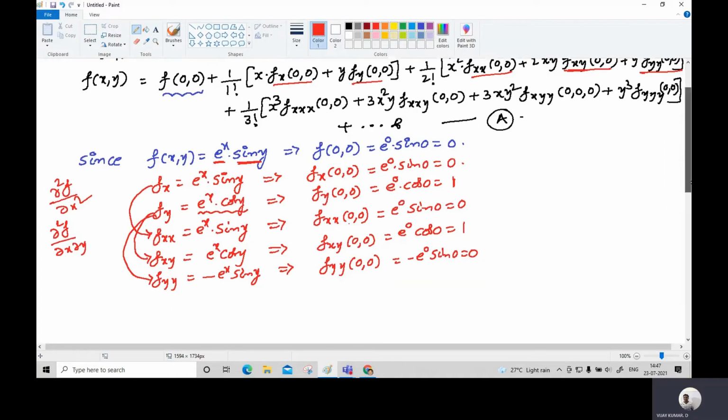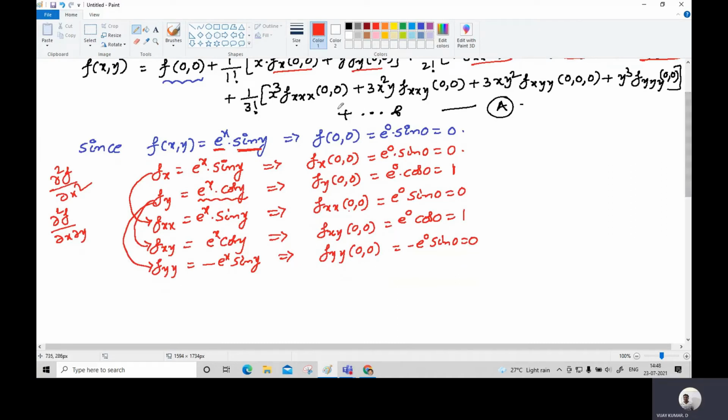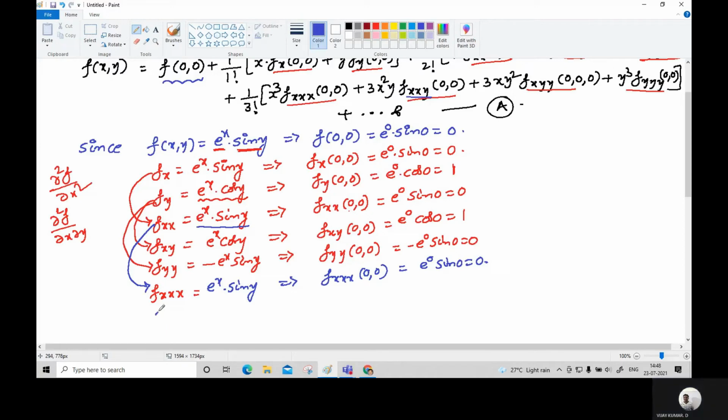Okay, next we have to find out the third order partial derivatives. This one, this one, this one and this one. Okay, see f triple x. Already we have the second order partial derivative with respect to y, which is this one. From this we got this. You can take another partial derivative with respect to x for this term. You will get e power x into sin y. So f triple x at origin is equal to e power 0 into sin 0. It would be 0.